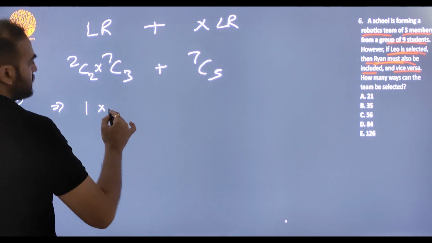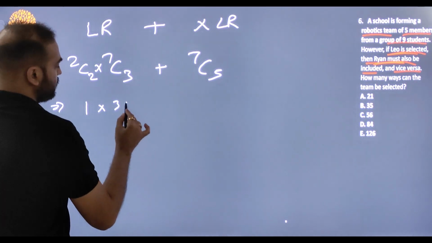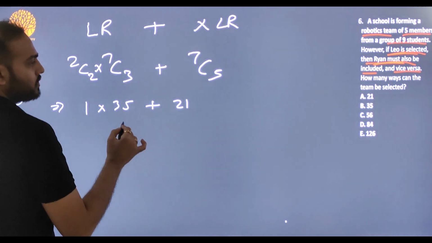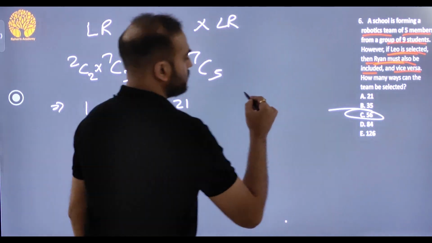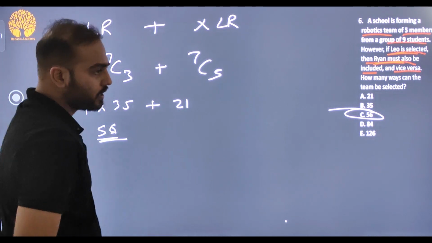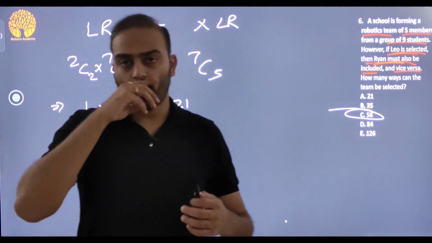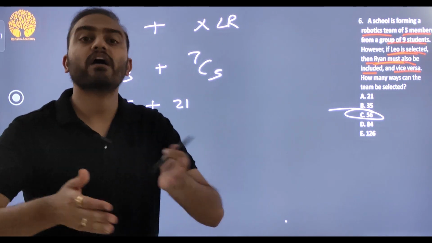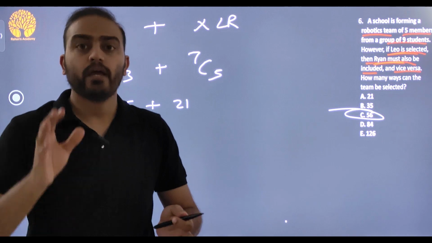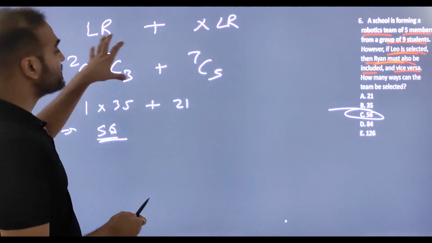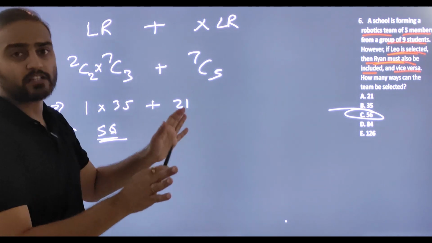That is 1 into 7c3, that's 35, plus 7c5, that's 21. So if you solve, that's 56. Okay, again guys, the point is, think that you are in that situation. How will you navigate that situation? Okay, understand that, and then this is just representation in numericals, that's all.